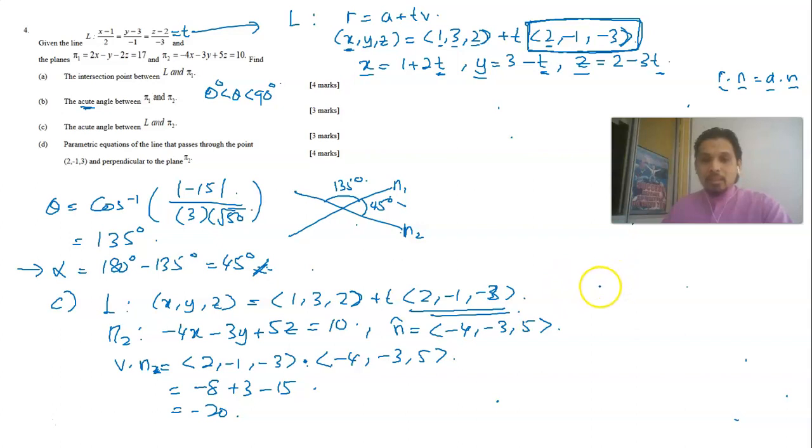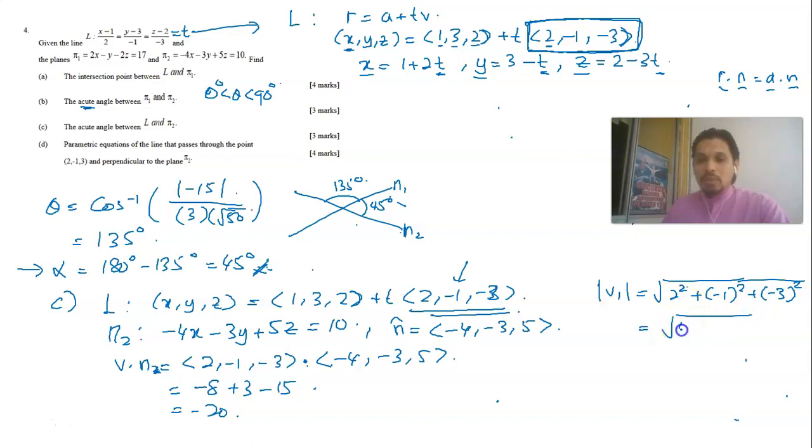And then modulus of v here is square root of 2 squared plus negative 1 squared plus negative 3 squared, equal to square root of 4 plus 1 plus 9. 9 plus 1 equal to 10, plus 4, square root of 14. And modulus of n2 equal to square root of negative 4 square plus negative 3 square plus 5 square.